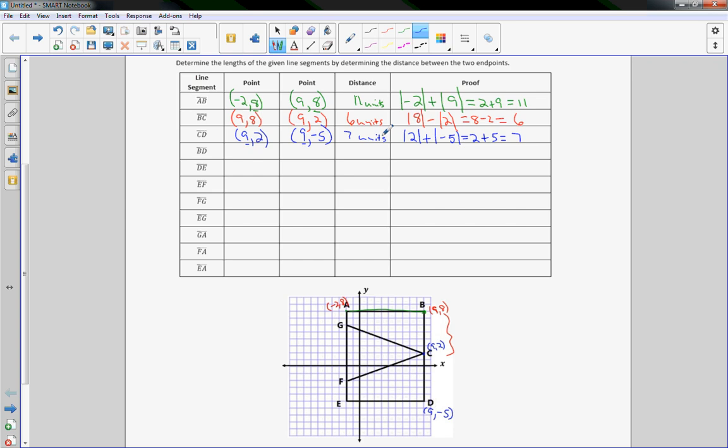Okay, continuing on. BD. I know B is (9, 8) from the last one. B started here, so that's this point. So B is (9, 8). And D was the endpoint of my last one, which is right here, (9, -5). Okay, the 9's are the same, so I'm going to focus on the y value. One's positive and one is negative. So I'm going to take the absolute value of 8, and add the absolute value of -5. That's going to give me 8 plus 5, or 13. So that is 13 units.